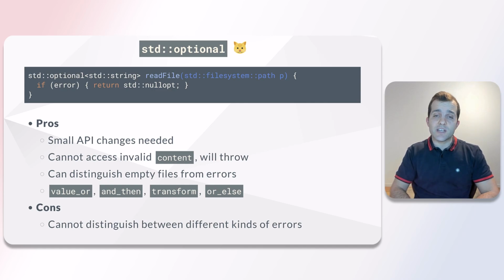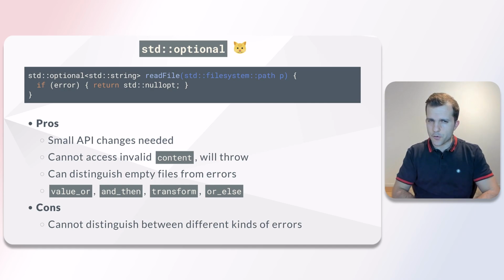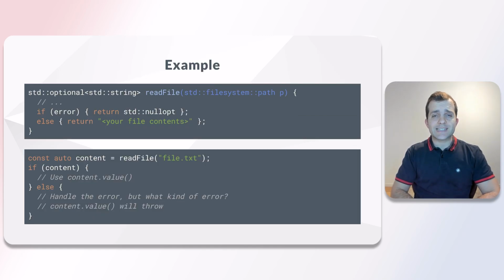Furthermore, we can now distinguish between an empty file and an error, which was an issue in one of the previous approaches. On the other hand, we cannot distinguish between different errors. We can only express whether an error has occurred or not, but not what kind of error. This may be okay if we do not care about the exact error or if there is just one kind of error. Here is a more elaborate example of how we can use optional to report errors.